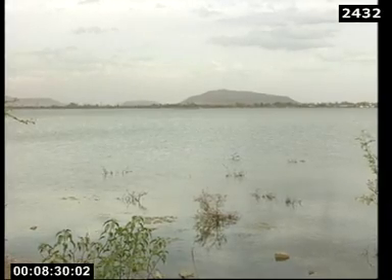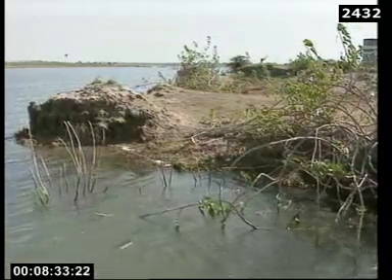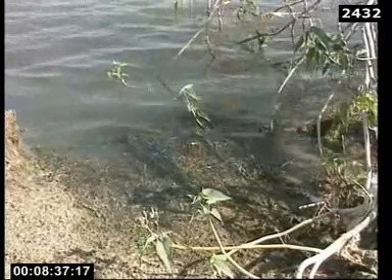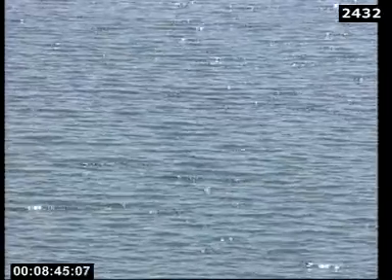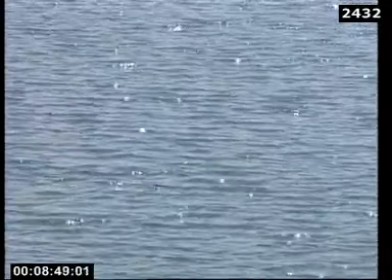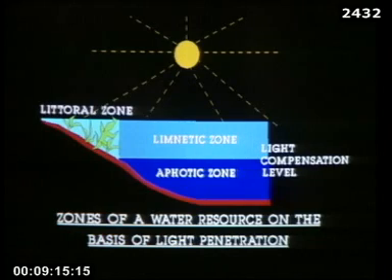Littoral zone is the shallow water region with light penetrating to the bottom, typically occupied by rooted plants. Limnetic zone is the open water zone to the depth of effective light penetration or compensation level, that is, the level at which photosynthesis just balances respiration. The community in this zone is composed of planktons, nectons, and sometimes neuston. This zone is absent in small, shallow reservoirs. The aphotic zone is the bottom deep water area which is beyond the depth of effective light penetration.